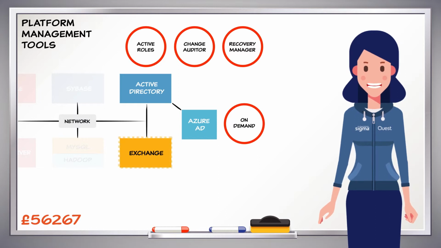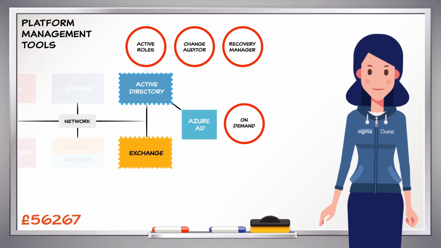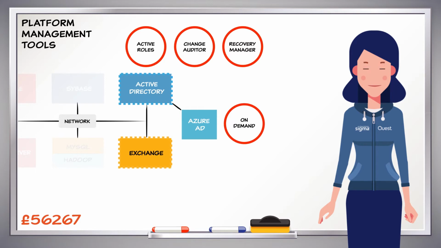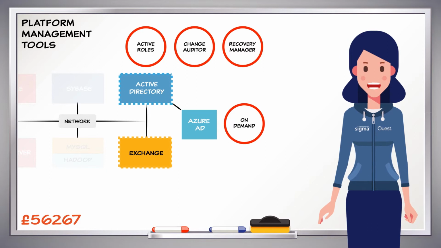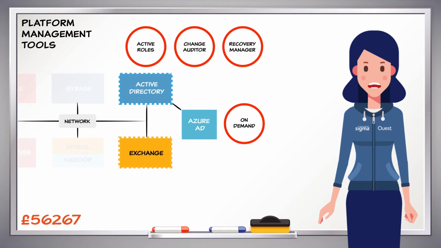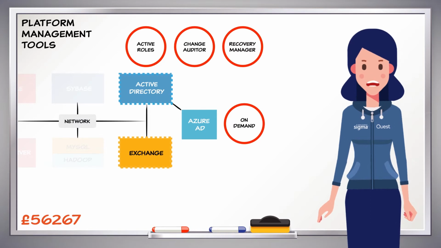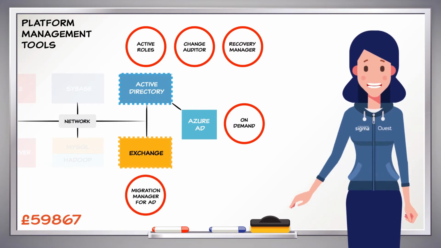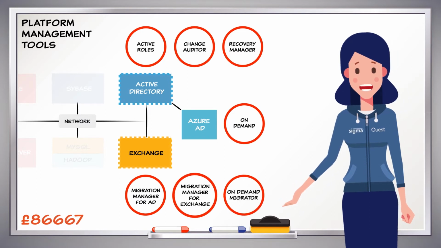Now let's not forget Exchange. Active Directory and Exchange are fundamentally linked. One doesn't work without the other. Old versions of Exchange are unsecure and unsupported, and if you're working on Windows 10, you will want the latest patch or update. You will be unable to do it unless you're running the latest version of both Exchange and Active Directory. Quest has a number of tools that allow you to migrate from older versions to new versions with ease. Migration Manager for Active Directory, Migration Manager for Exchange, and On-Demand Migrator.